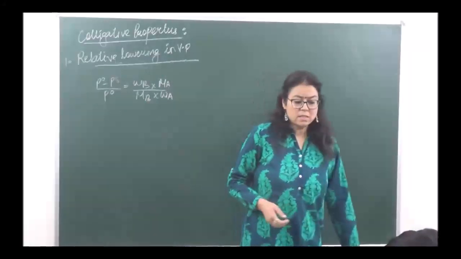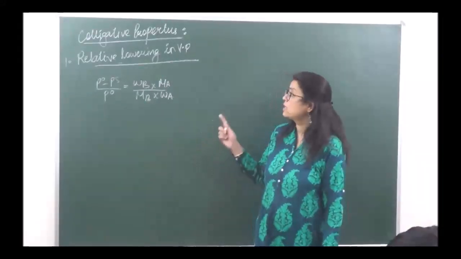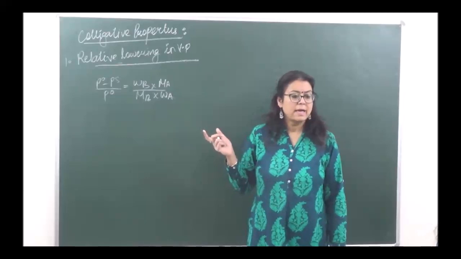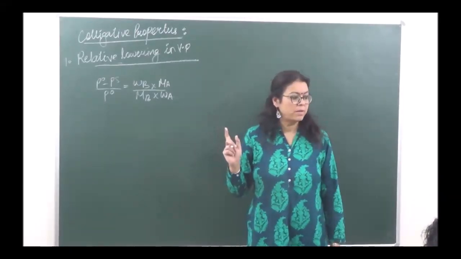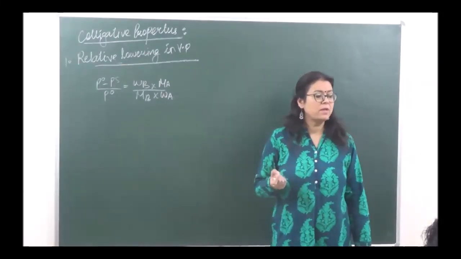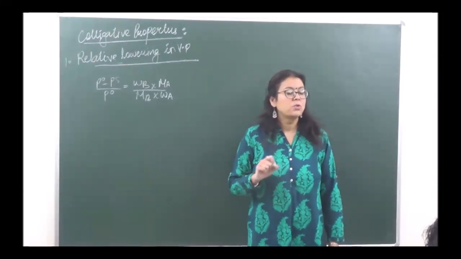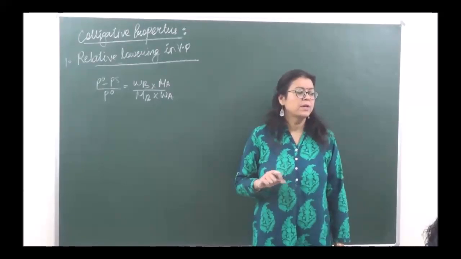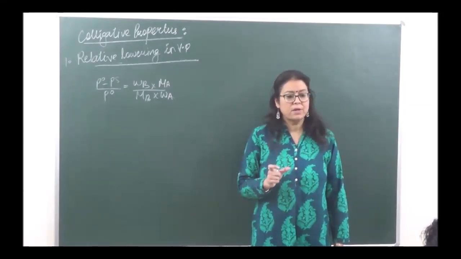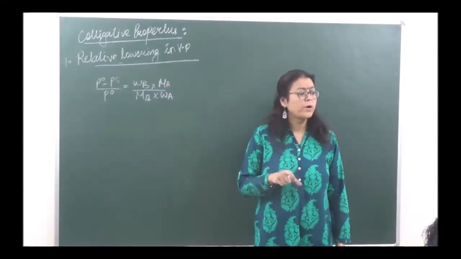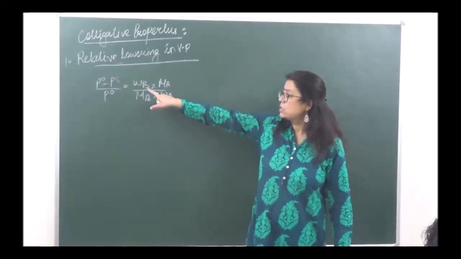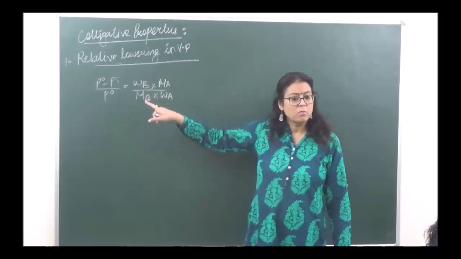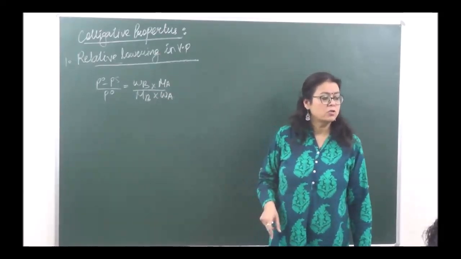Okay, now in the last lecture, what did we do? We started with the colligative properties, and the first colligative property which we did was relative lowering in vapor pressure, right? Which means that when we add a non-volatile solute to any solvent, the vapor pressure of that particular solution is lower than that of the pure solvent, right? And we did this expression, calculated the molar masses of the non-volatile solute.